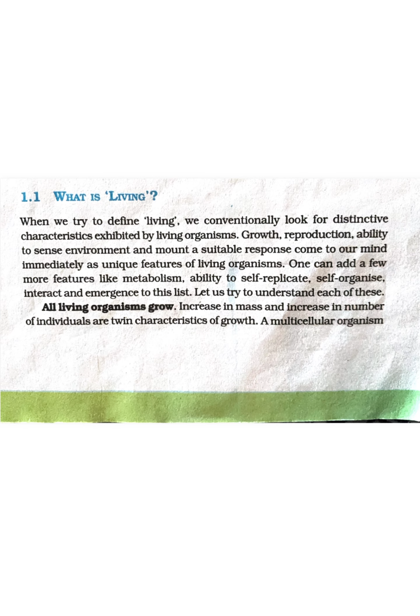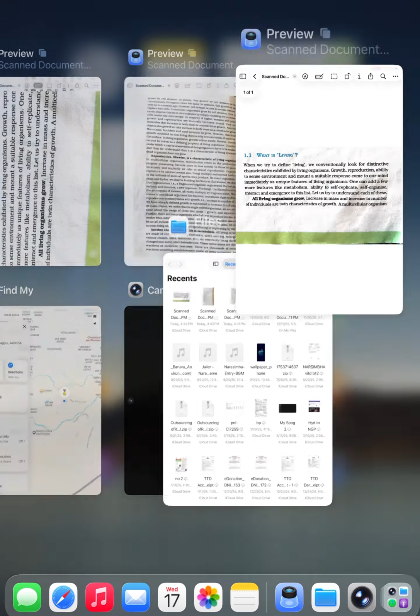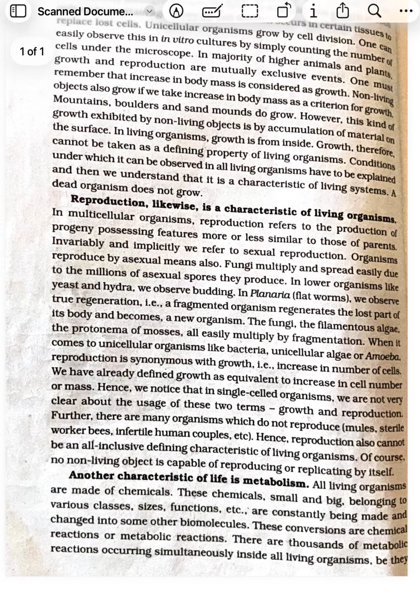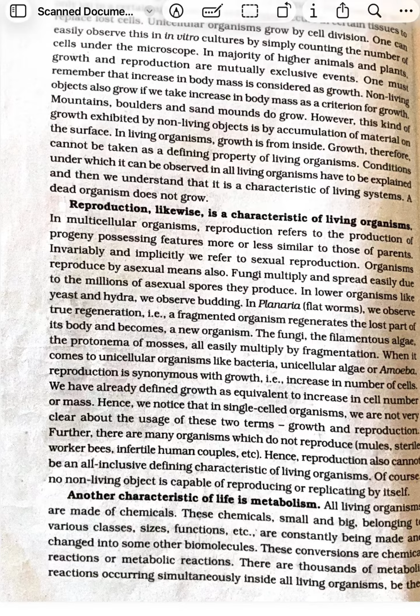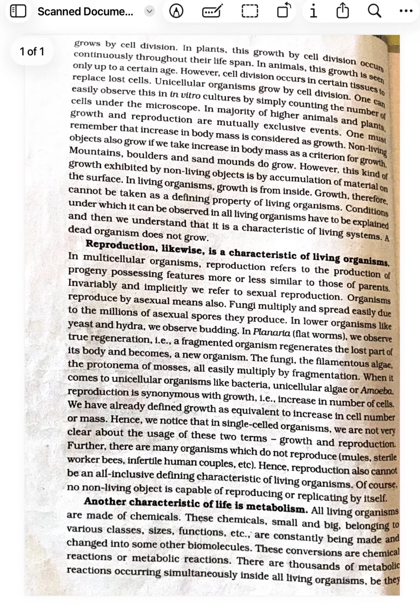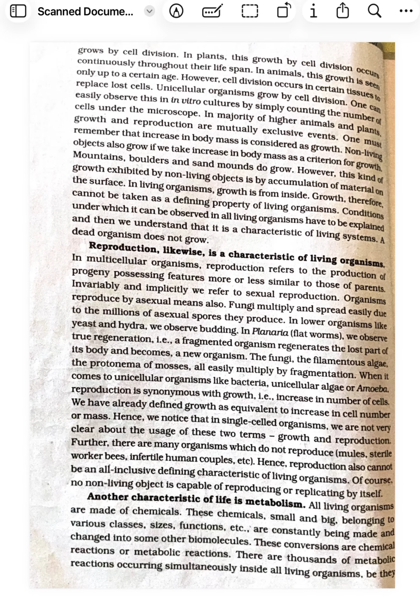A multicellular organism grows by cell division. We all know that multicellular organisms grow by cell division, just like what I have mentioned before. In plants, this growth by cell division occurs continuously throughout their lifespan.